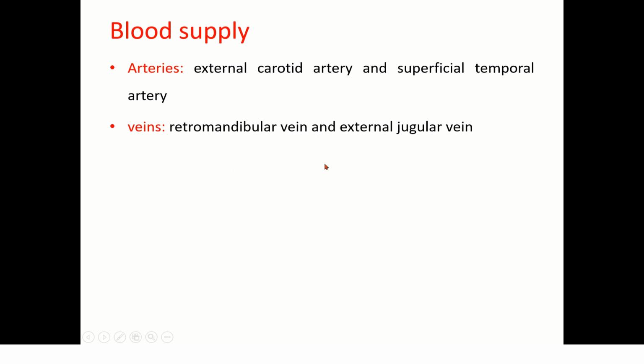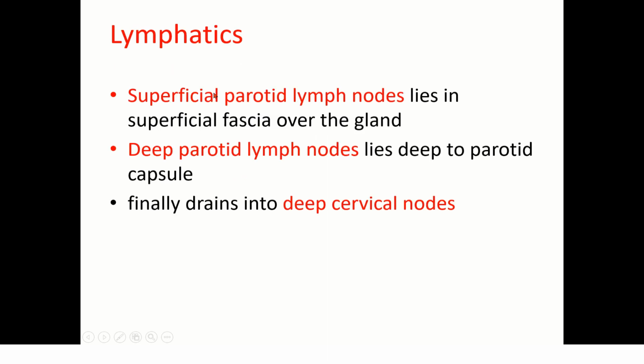Veins drain into the retromandibular vein and external jugular vein. Lymphatics: superficial parotid lymph nodes lie in the superficial fascia over the gland. Deep parotid lymph nodes lie deep to the parotid capsule. Finally, both of them drain into the deep cervical nodes.